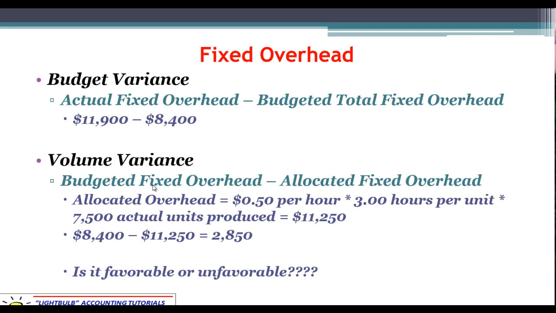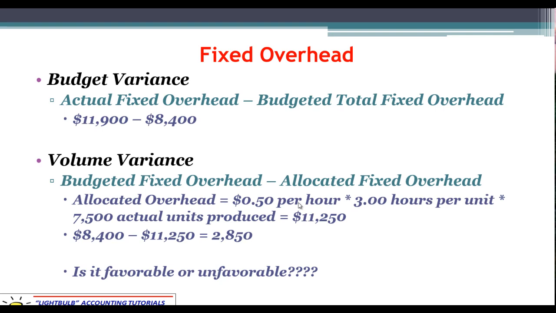What this is, is budgeted fixed overhead minus allocated fixed overhead. So it's still the same budgeted fixed overhead from up above, which would be $8,400 in our example. It's right down here from up here. But we have to look at what did we allocate. Now, earlier I gave the data for this.